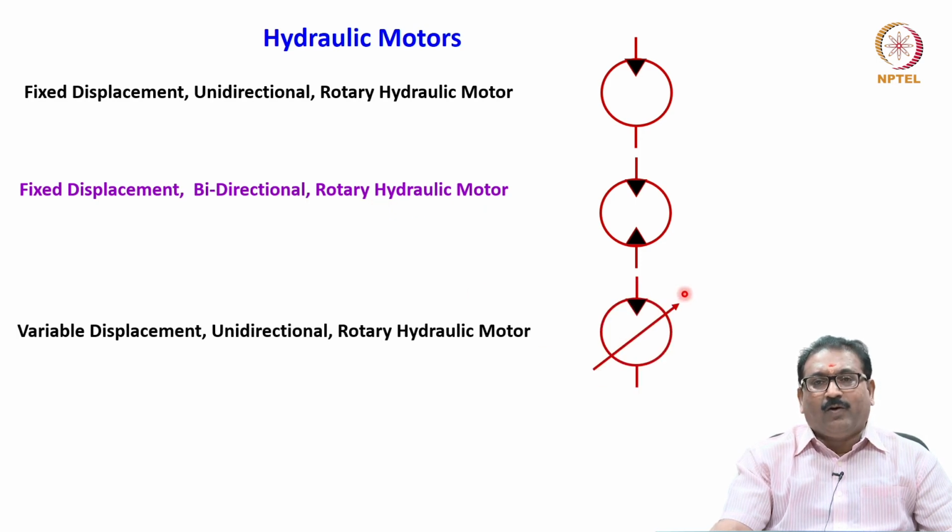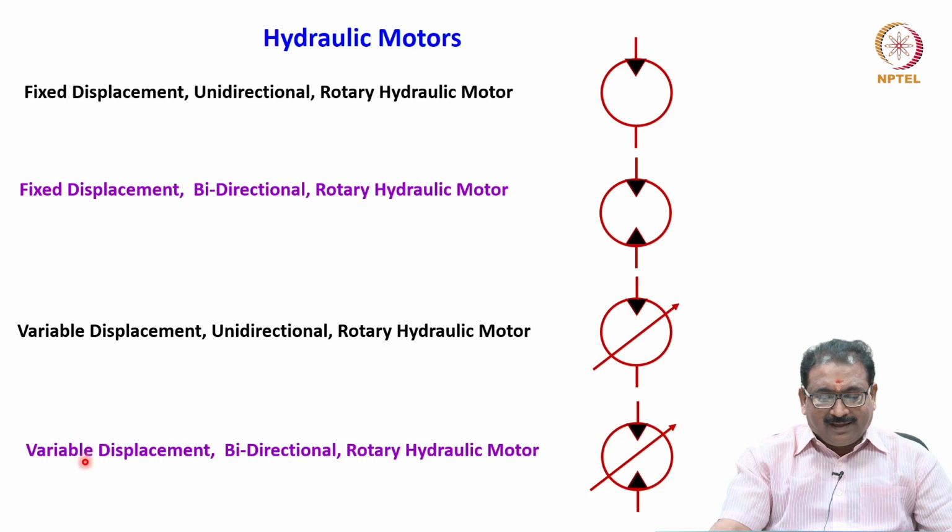If you put an arrow, then it is a variable displacement unidirectional rotary hydraulic motor. Similarly, if you put 2 arrows over it, it is read as a variable displacement bidirectional rotary hydraulic motor.